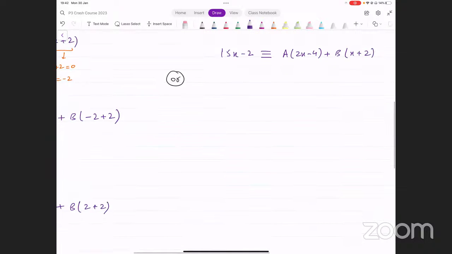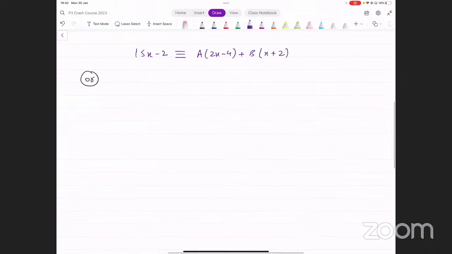But after this, in the first method, we were inputting some specific values of x here. Rather than that, another idea could have been that we just simplify the right-hand side and see what that gives us. Simplify the right-hand side. Now let's do that here. We've got 15x minus 2. That's identical to 2ax minus 4a plus bx plus 2 times b.